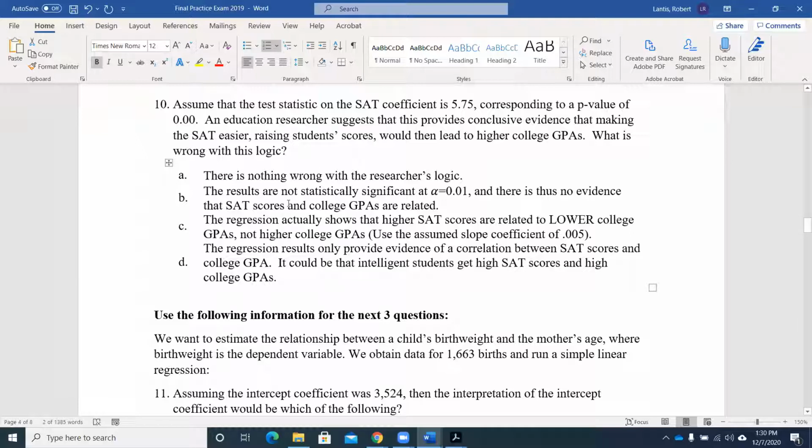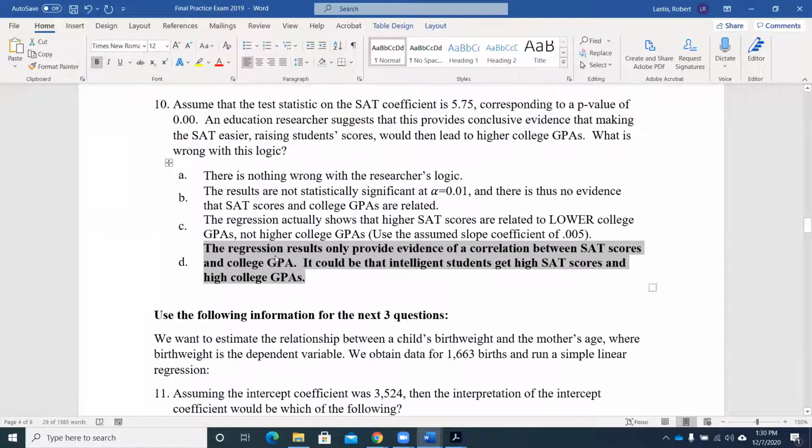So if I make it easier, it's not necessarily that scoring higher on the SAT is causing you to do better and have a better GPA. It's that there's this underlying thing we're not observing, which is the original intellectual ability of the individual. So we're looking for something that says these are just evidence of correlation, not causation. The results only provide evidence of correlation. It's likely that intelligent students will do well on both. This is kind of omitted variable bias, okay?